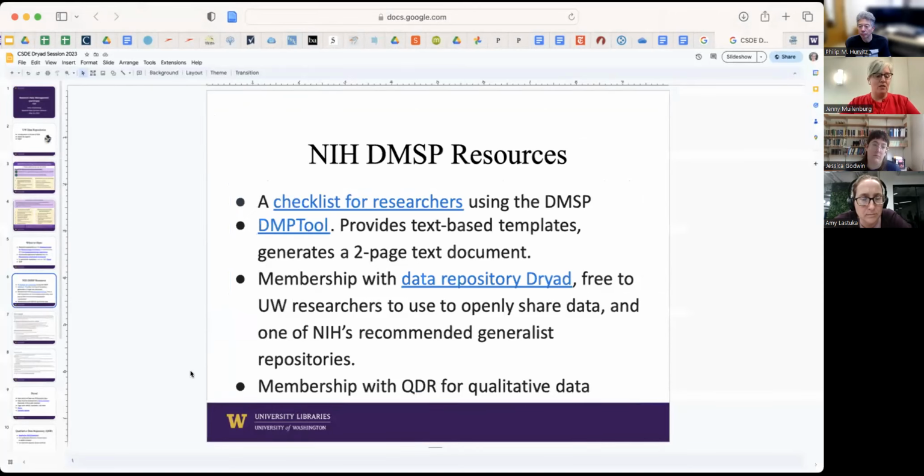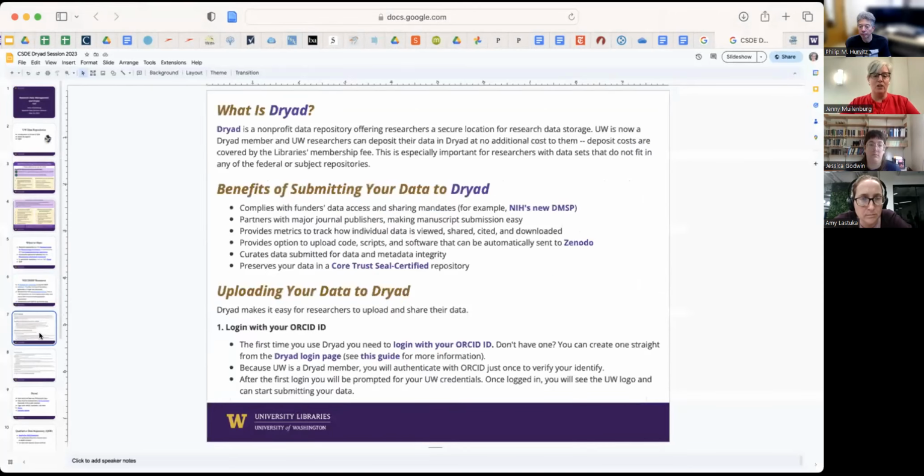I'm going to talk about our 2 repositories. Dryad's going to be the main one I focus on today. And so a little bit about Dryad itself. It is an external system, not something we developed here, but it is a membership-based system. So the UW Libraries has paid into this system for research data storage and sharing. And so what that means is the library is covering the fee for any affiliated UW researcher to deposit their data into the Dryad system.